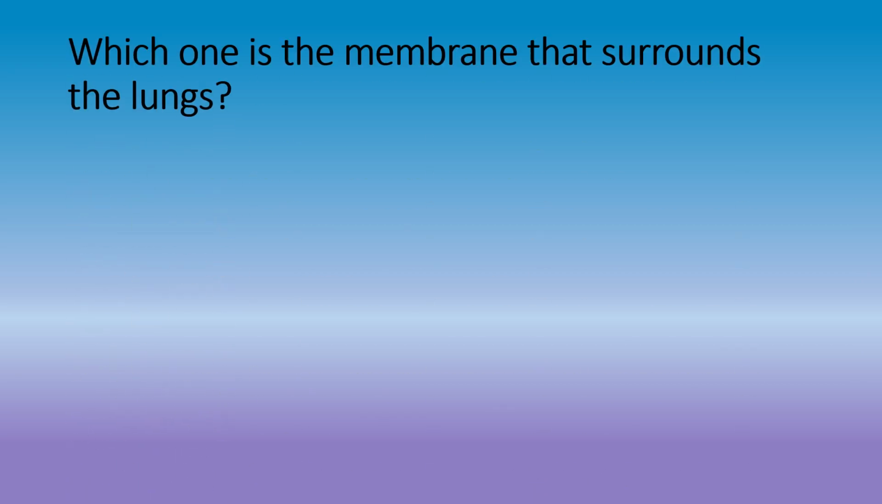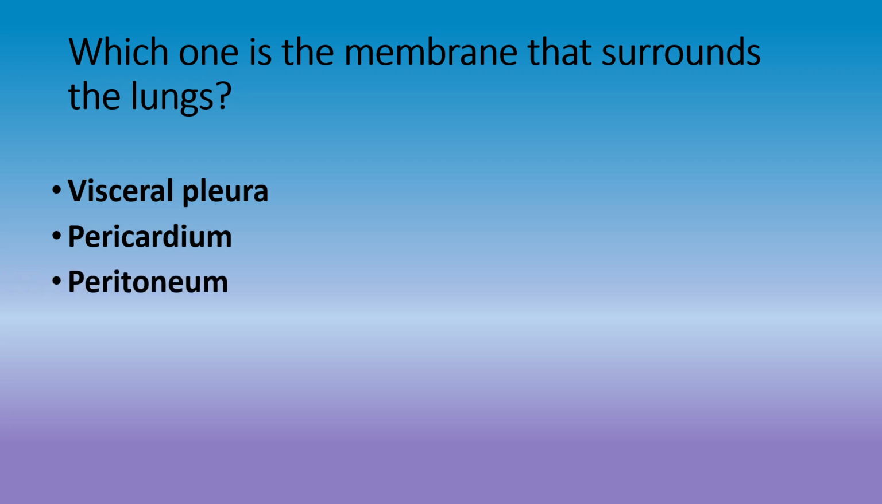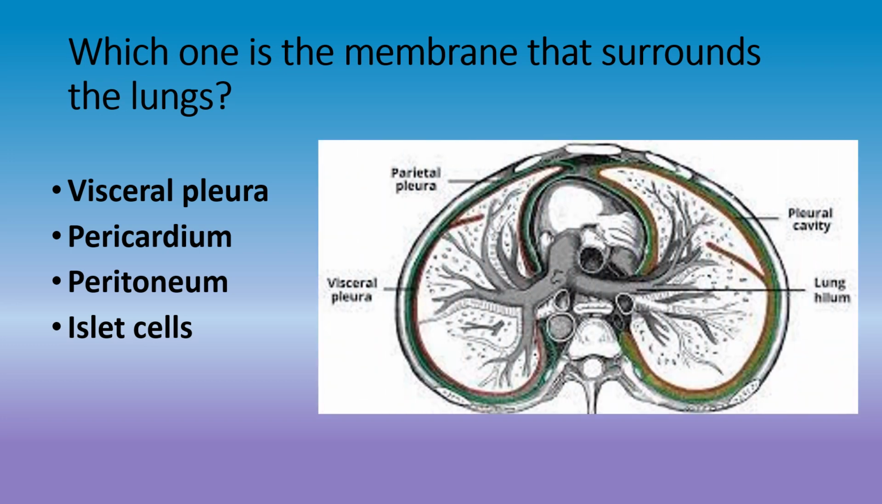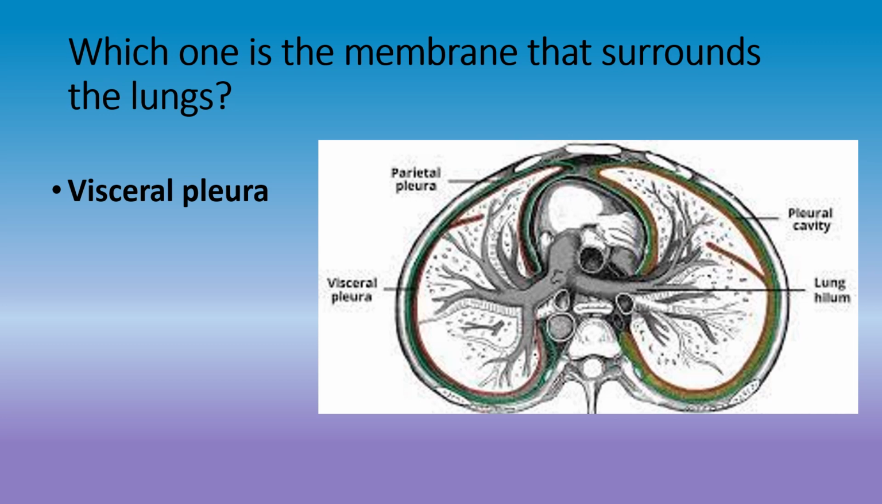Next question. Which one is the membrane that surrounds the lungs? Is it the visceral pleura? Is it the pericardium, peritoneum, or the islet cells? And the answer is the visceral pleura. So the visceral pleura covers the lung parenchyma. Its function is to aid the lungs to optimal function during breathing.